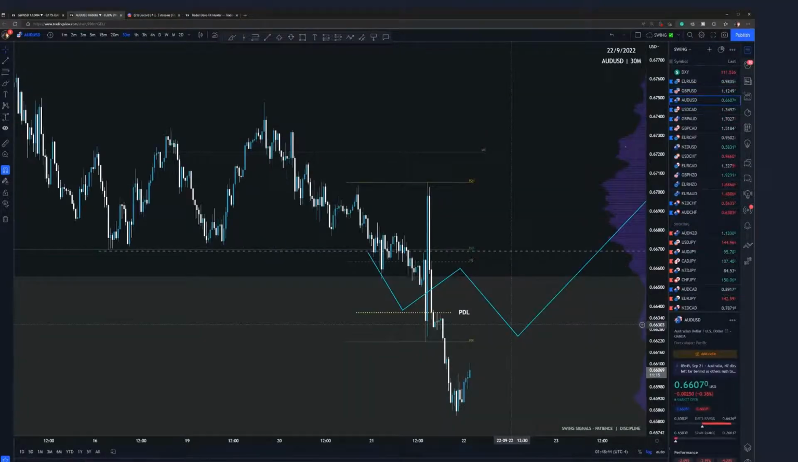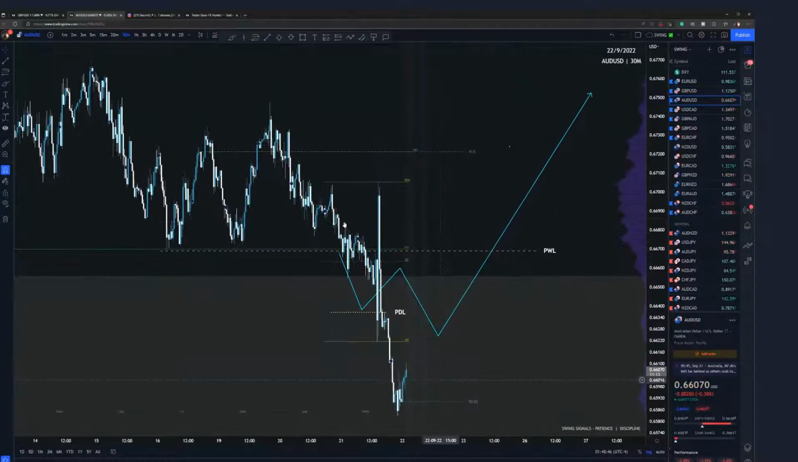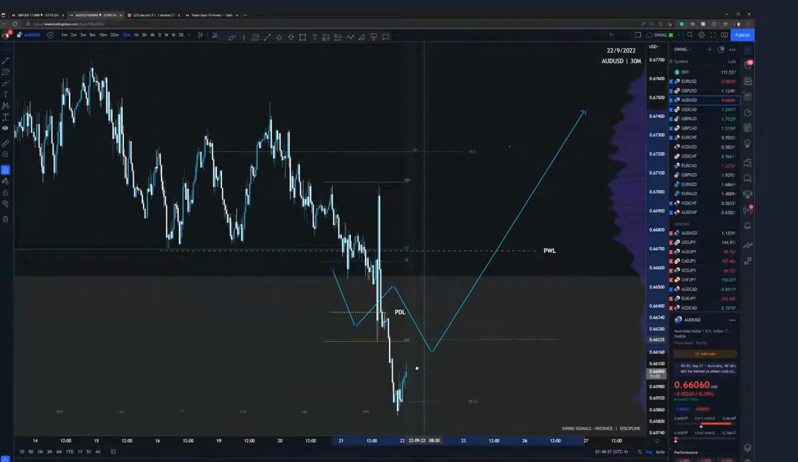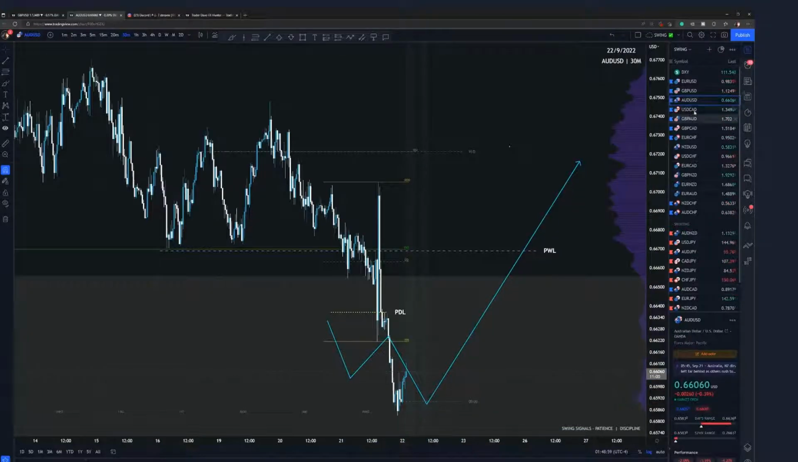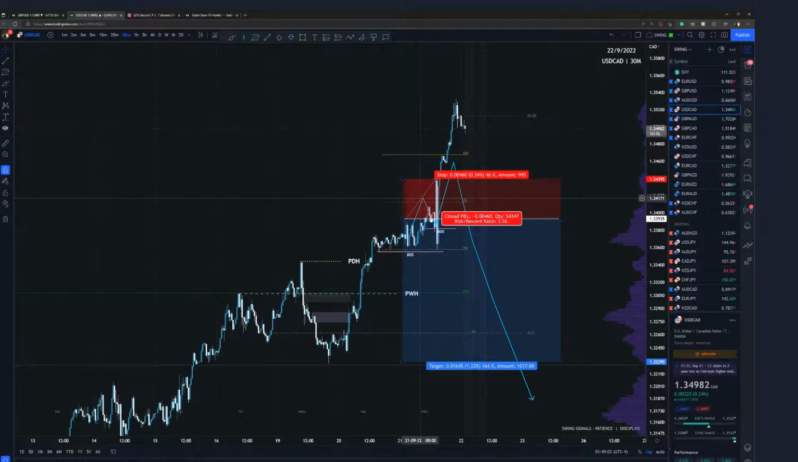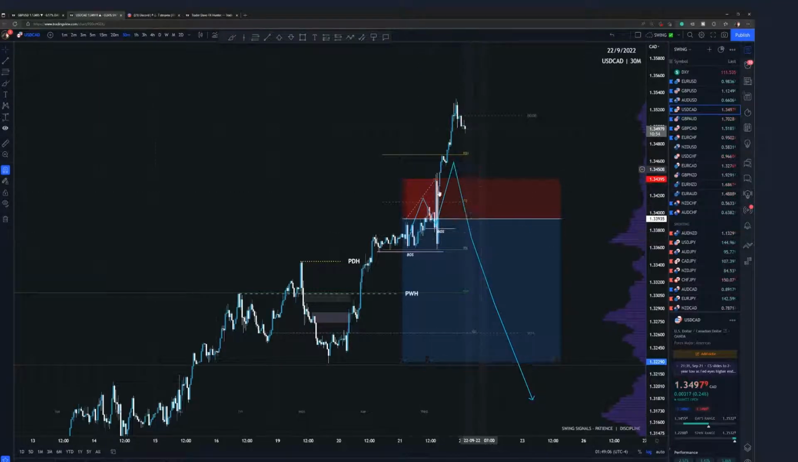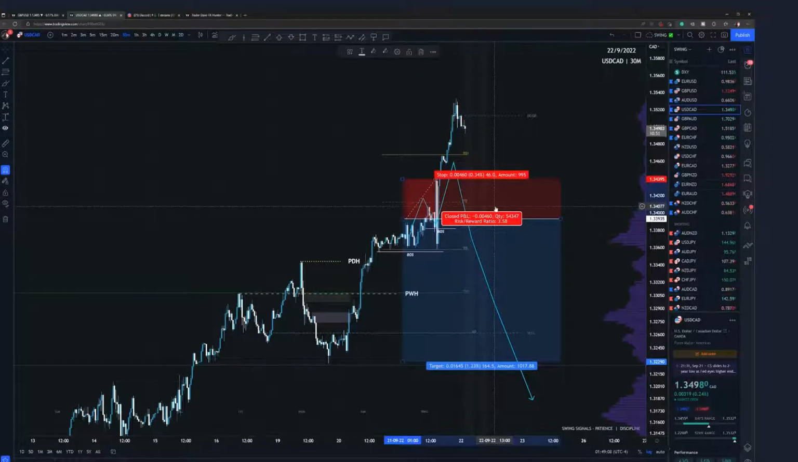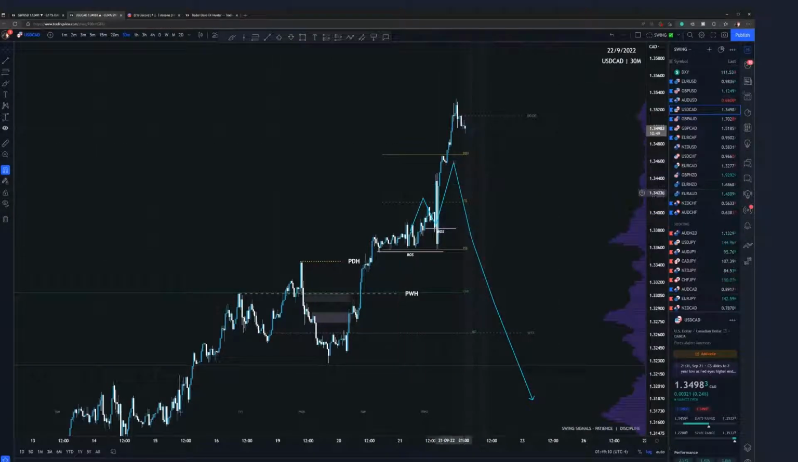Here is the Aussie, same case, right? Been looking for the break through this previous day's low. Then we need to see some pullback higher, which did not happen yet. So still waiting, right? So this basically goes lower, right? USD CAD, yeah, still the same. Was waiting for the break, and the pullback has not happened, so even my drawings are not correct. I didn't take a trade.